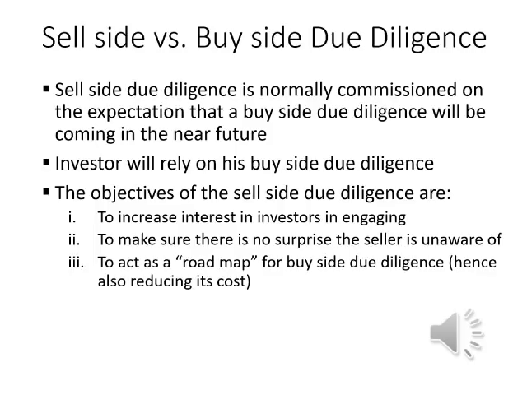Therefore, the objectives of the sell-side due diligence are necessarily different from the objectives of the buy-side due diligence. The objectives of the sell-side due diligence are specifically, one, to increase the interest of investors in engaging, because knowing there's a sell-side being performed, they're less likely to waste their time. Secondly, to make sure there is no surprise the seller is unaware of. It's very embarrassing for a seller to discover a problem in their company they didn't know about themselves. It makes them look very weak in the eyes of the investor. And thirdly, to act as a roadmap for the buy-side due diligence, therefore reducing the cost. The investor will see the main areas they need to investigate much more quickly if there is a roadmap provided by the sell-side due diligence.